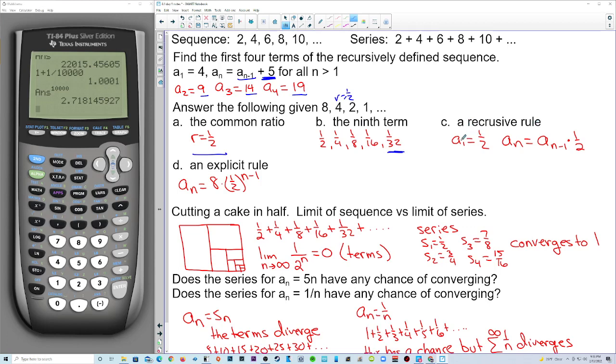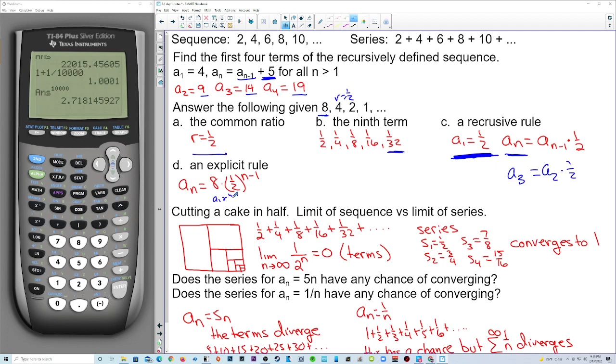A recursive rule: the first term is 1/2. You have to say, on recursive, where the sequence is starting. And then to find the one you're on, if you want the third term, you take the second term and multiply by 1/2. So that's the recursion there. An explicit rule is a sub 1 times r to the n minus 1. So the first term, a sub 1, is 8, and what we're multiplying by is 1/2.